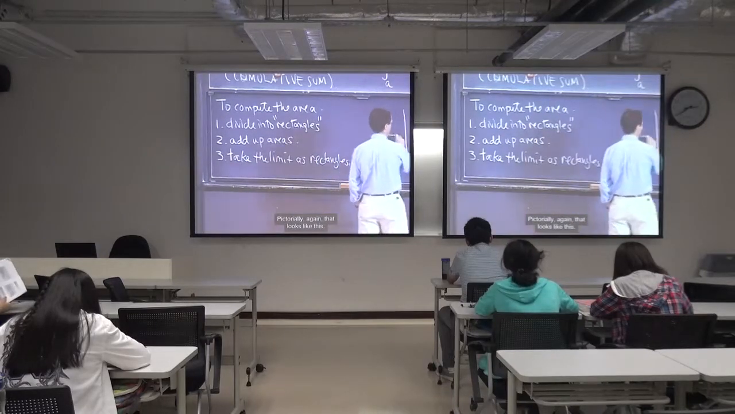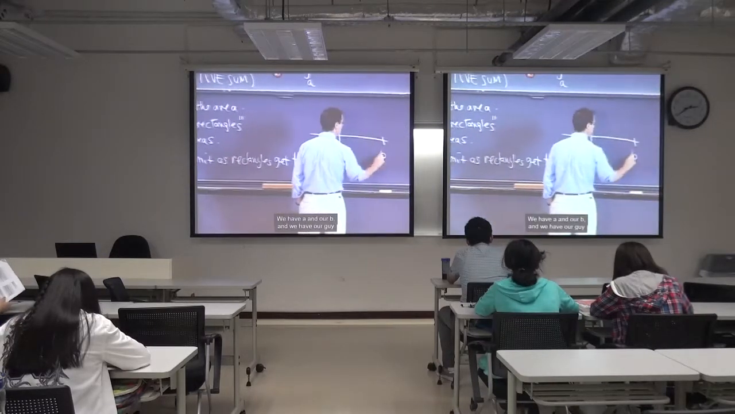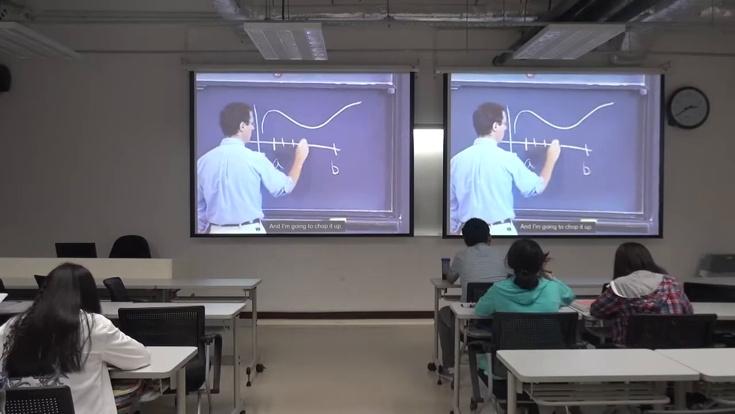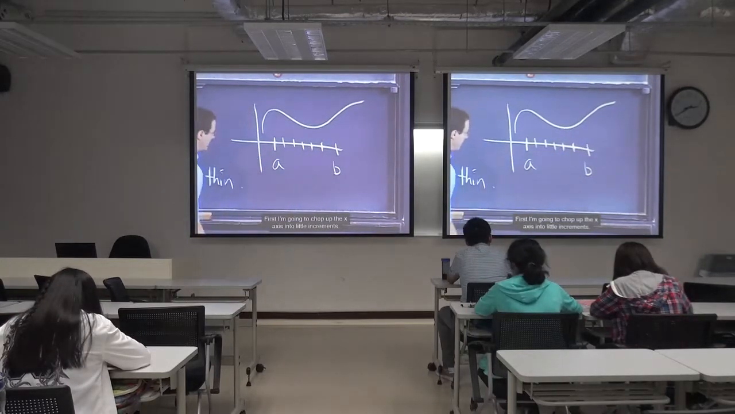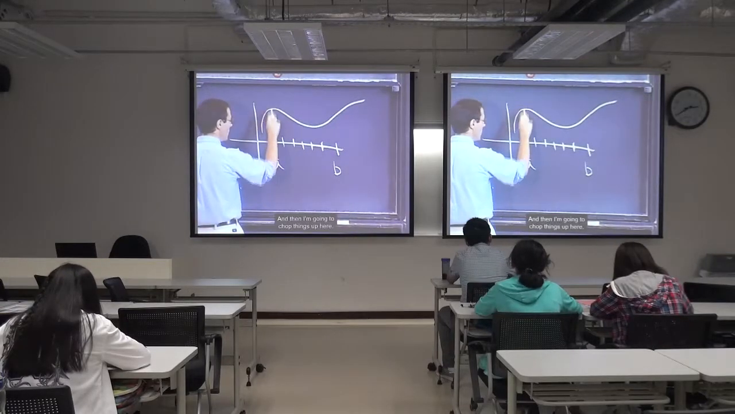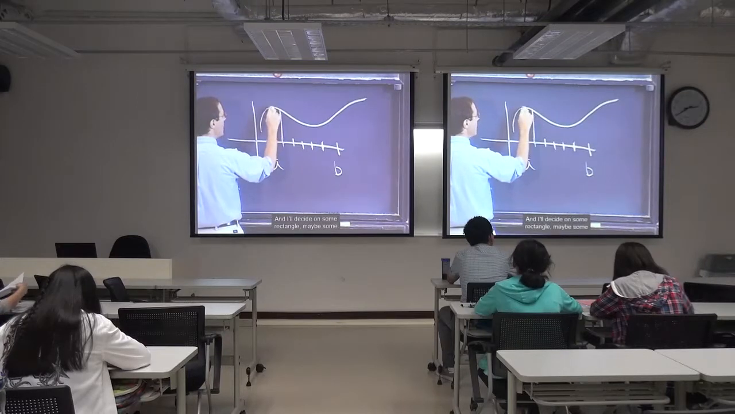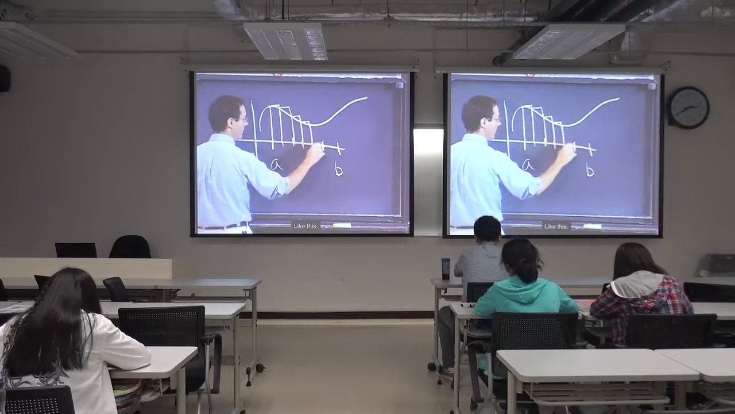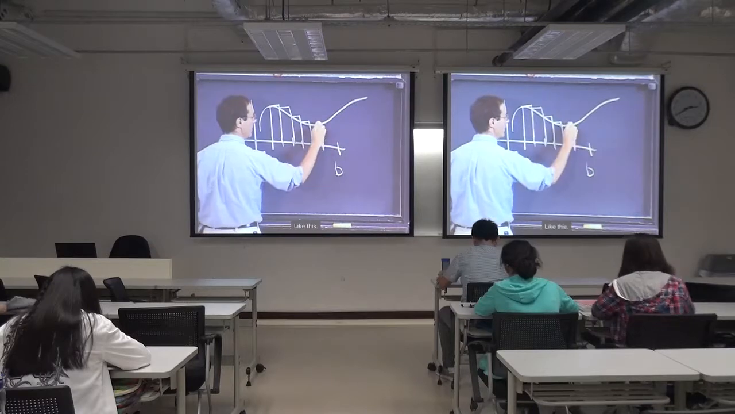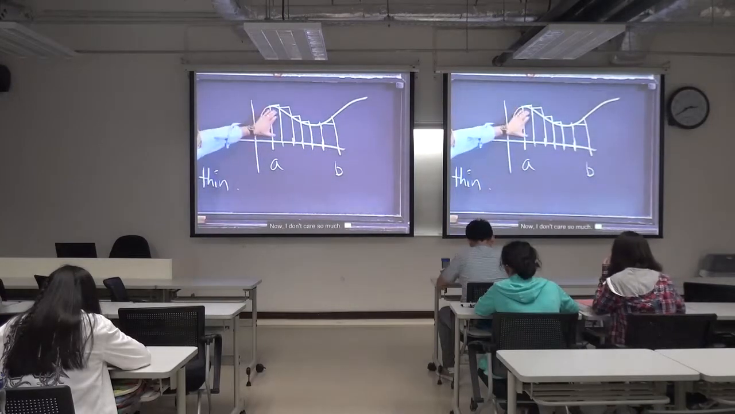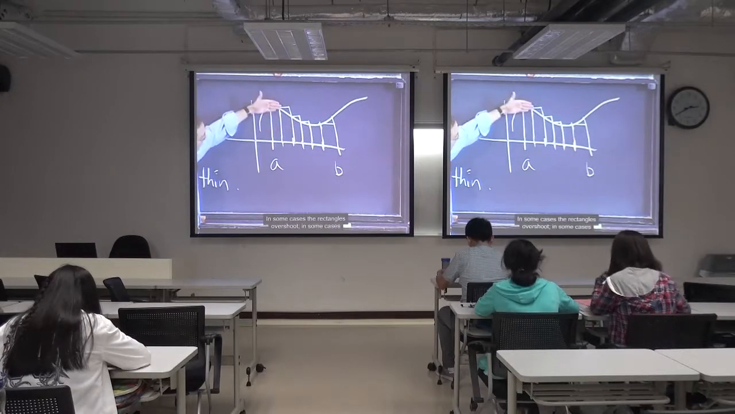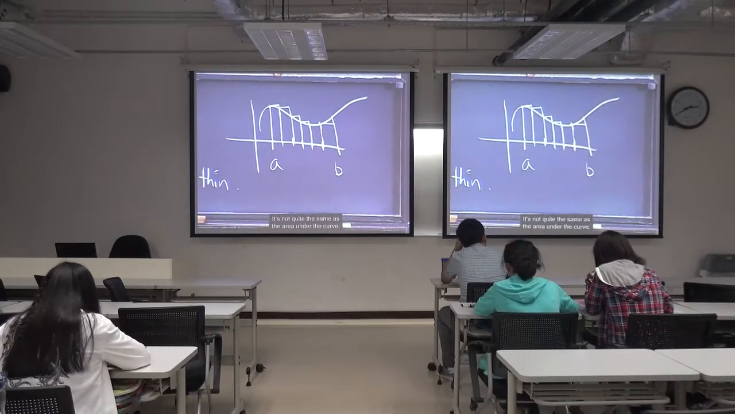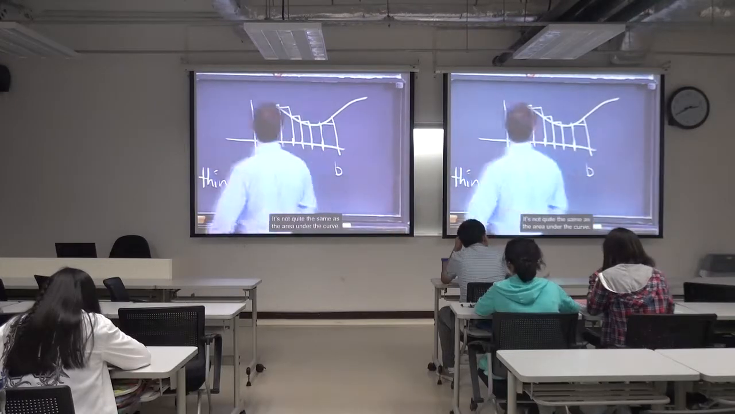Pictorially, that looks like this. We have a and b, and we have our curve, and I'm going to chop it up. First, I'm going to chop up the x-axis into little increments, and then I'll decide on some rectangles in some pattern. Now, I don't care so much. In some cases, the rectangles overshoot. In some cases, they're underneath. So the new area that I'm adding up is off. It's not quite the same as the area under the curve.